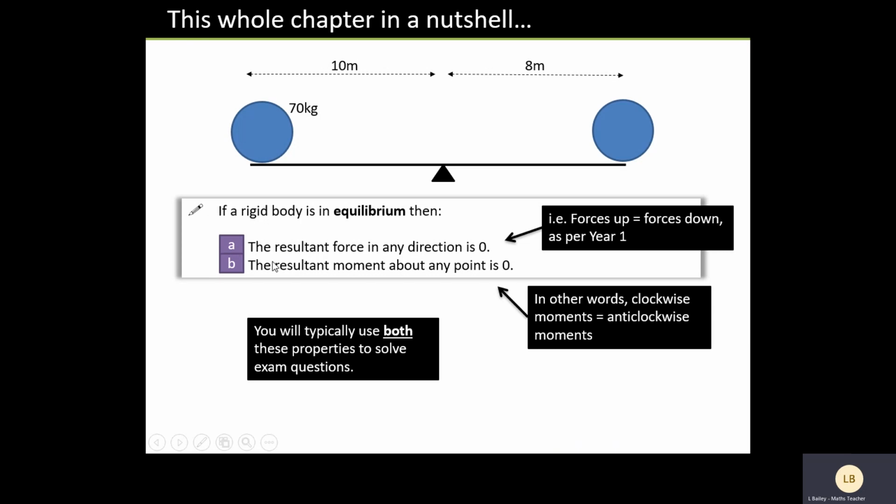Okay, so the key bits from here: the resultant force in any direction is equal to 0, and the forces are in equilibrium. Your up forces are equal to your down forces, which you did last year. Same is true for moments. If the clockwise moments are equal to the anti-clockwise moments, then the object is in equilibrium. It's not going to rotate in either direction. So quite often in a question, you're going to have to use both of these things to find unknowns and to solve problems.